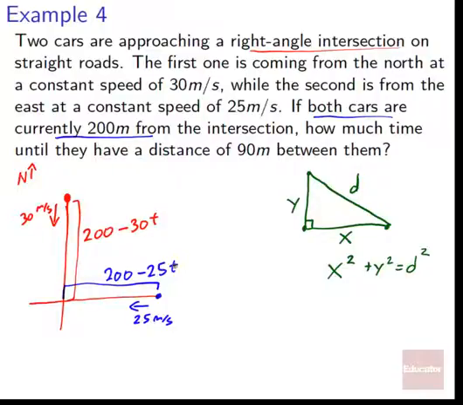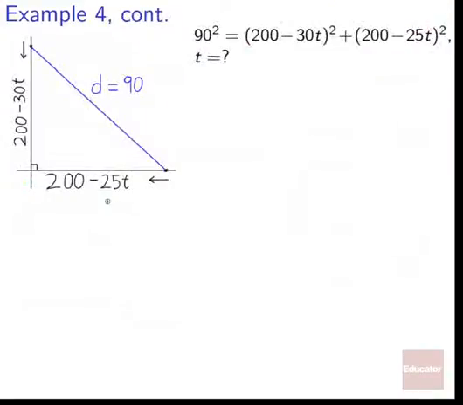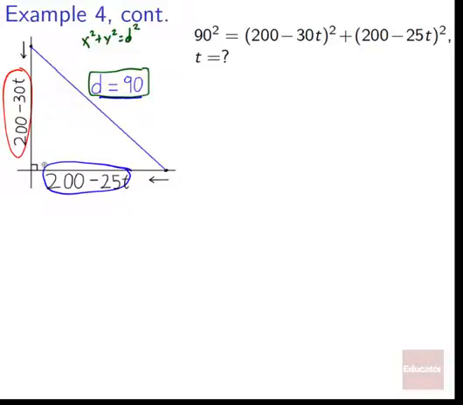Okay, so at this point, we've got a real understanding of what's going on. We can now put this d in here, and we can connect all these ideas. So we've got 200 minus 30t, which describes the red car, our north car, and 200 minus 25t, which describes the east car, our blue car. And we're looking for when the distance is equal to 90. Remember, we had x squared plus y squared equals d squared, because this is just a nice, normal Pythagorean triangle. We can use the Pythagorean theorem here: the sum of the squares of the two sides is equal to the square of the hypotenuse.